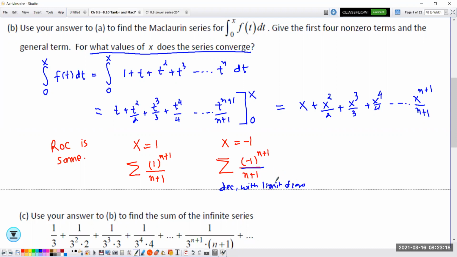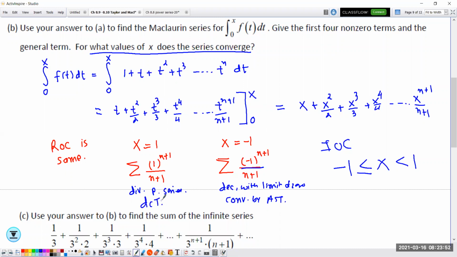Unfortunately, in the AP exam, they give you only 1 point for checking both endpoints, which is too little, but well, there is a fine line between 4 and 5. So I would like not to take chances. It converges by AST. This diverges by, you can say, diverging P series also. And IOC is negative 1 is inclusive, 1 is not inclusive. Yes, DCT, you can also say DCT, comparison test. You don't even have to say the name. You can say comparison test with P series.